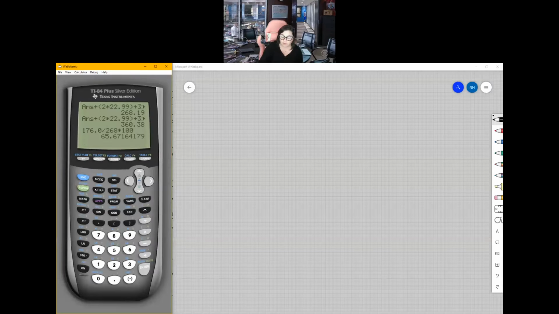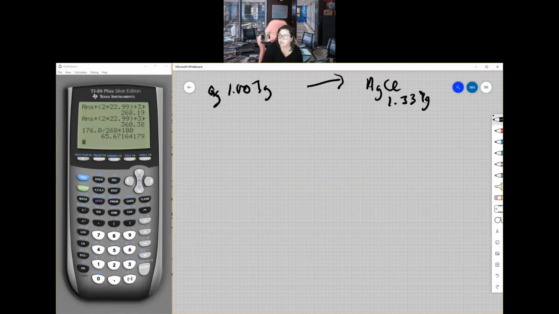Me thinks me can do something with this. So I have silver, and that's 1.007 grams. That goes by reaction to a silver chloride, and that is 1.338 grams. Cool. Awesome. And we want to know, what is the empirical formula of our silver chloride compound? Okay. Well, there's a couple ways I can handle this.